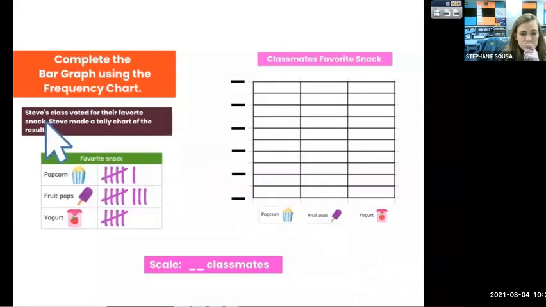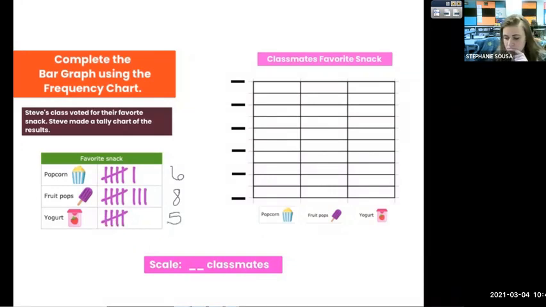We're looking at Steve's class. They voted for their favorite snack. Steve made a tally chart of the results. We've got popcorn, fruit pops, and yogurt. The first thing I'm going to do here is count up each category and write the total. We've got tally marks here, so this is a group of 5, 6. For fruit pops, we've got 5, 6, 7, 8. And for yogurt, we've got 5.